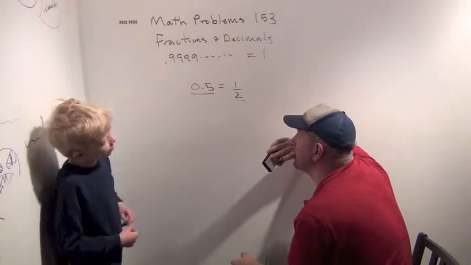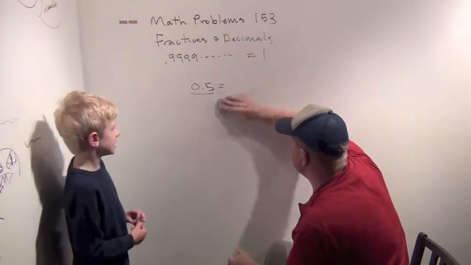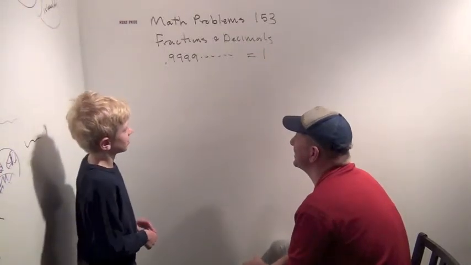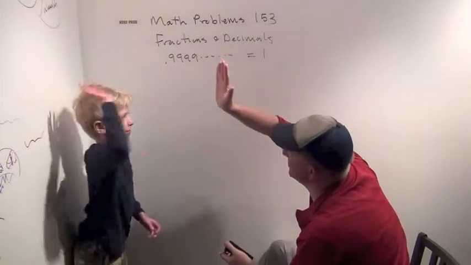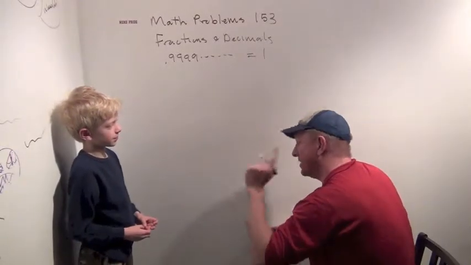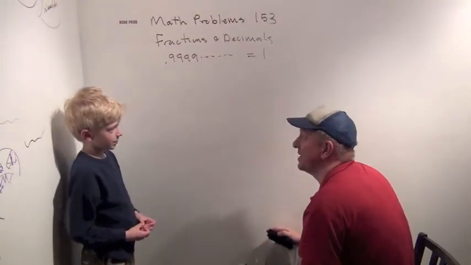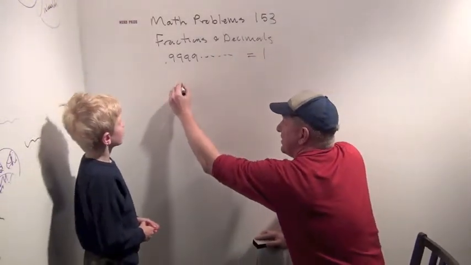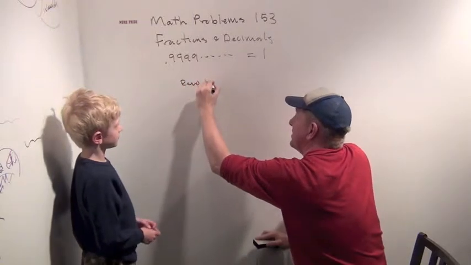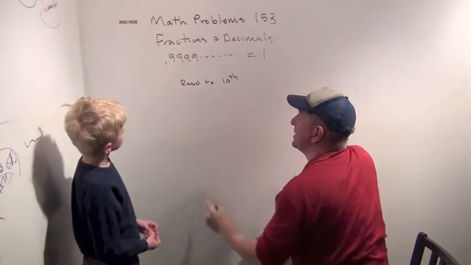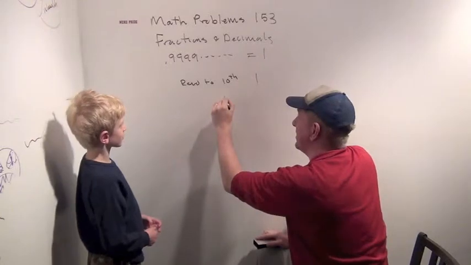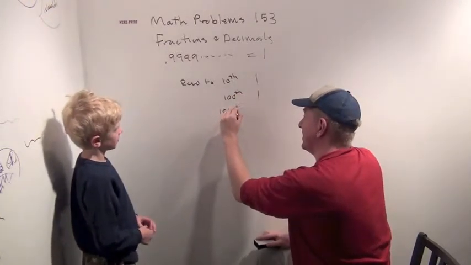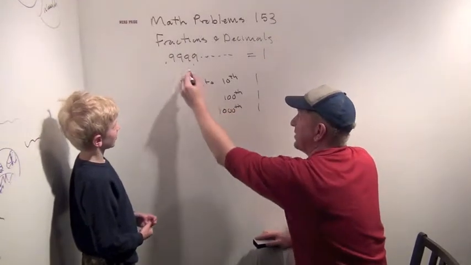Well, you could round, and if you rounded to any decimal place, it'd still equal 1. Very interesting observation, actually. I wouldn't have thought to talk about that. Let's talk about it that way. You can round to any decimal. Round to the 10th. What do we get? 1. Round to the 100th. You still get 1. To the 1000th, 1.